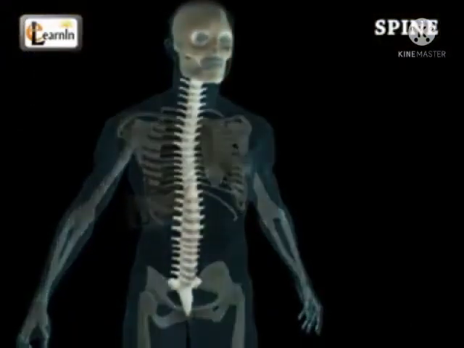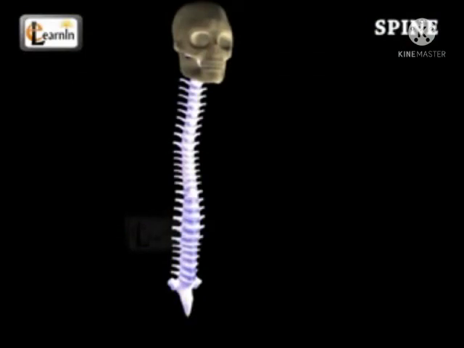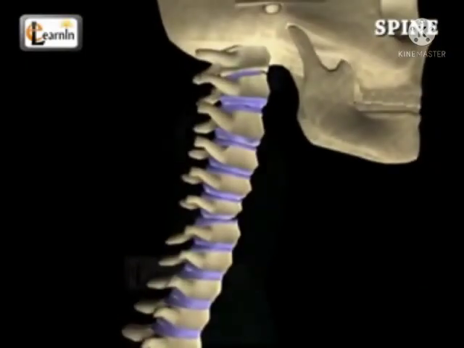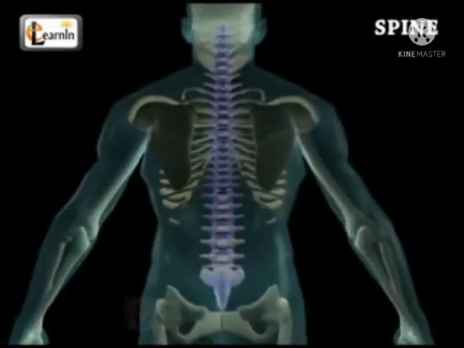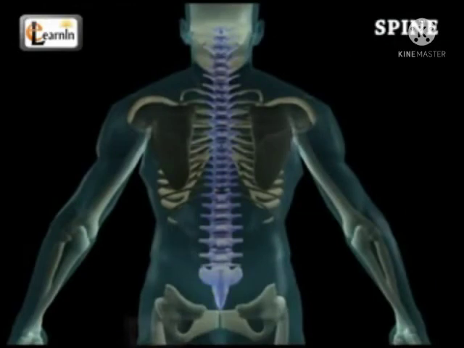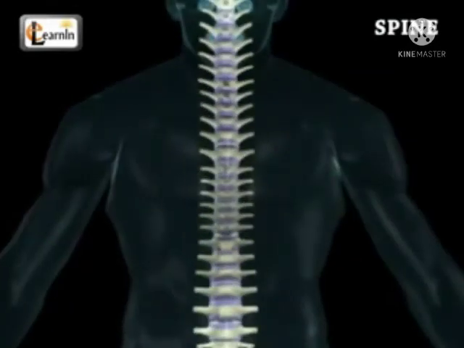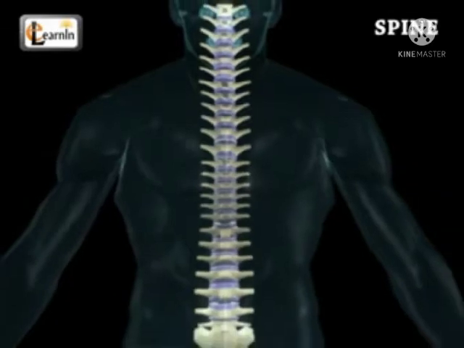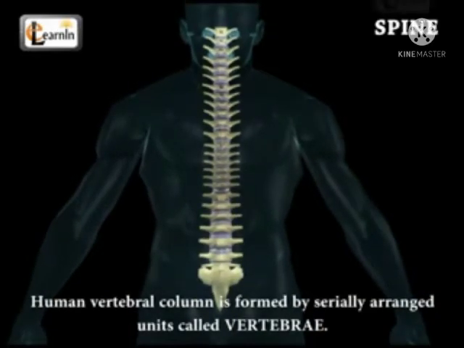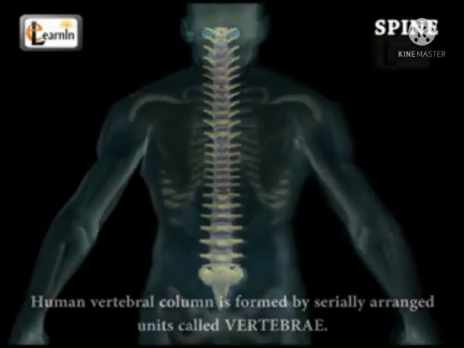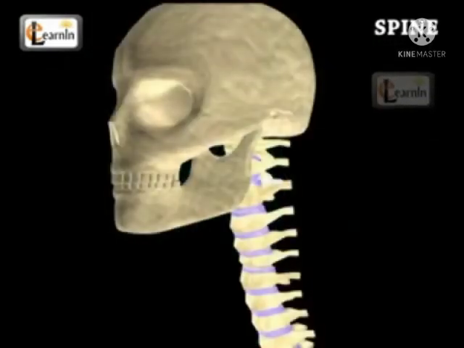The vertebral column in mammals is known as the backbone or the spine. The vertebral column protects the spinal cord and even supports the head. The spinal cord serves as a joint for the ribs and musculature of the back. The spine is a cord-like bony structure in the human body and other vertebrates. The human vertebral column is formed by serially arranged units called the vertebrae. This vertebral column extends from the base of the skull and constitutes the main framework of the trunk.